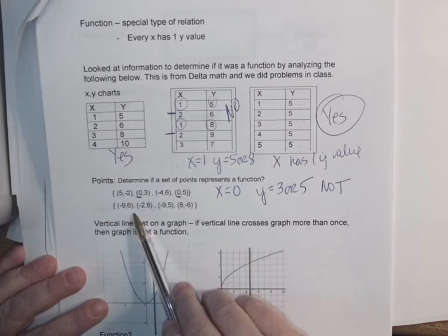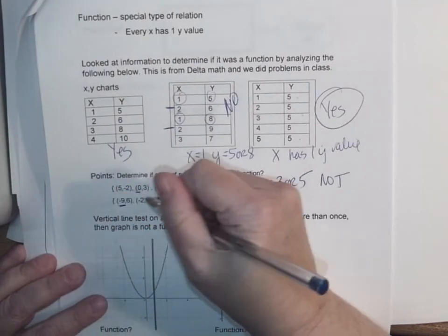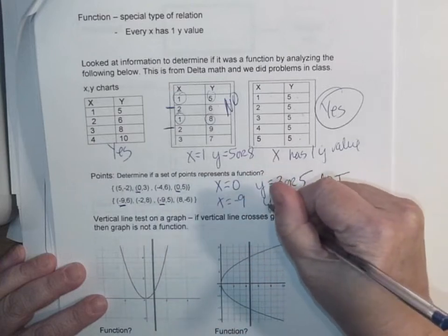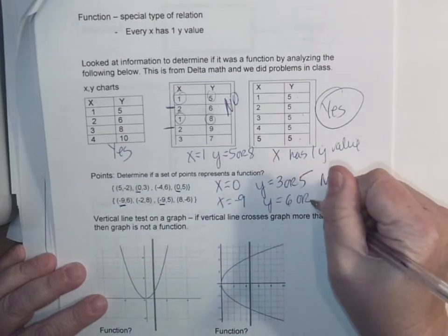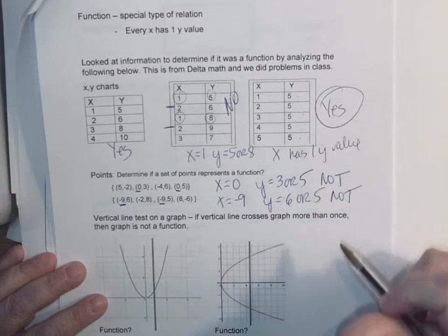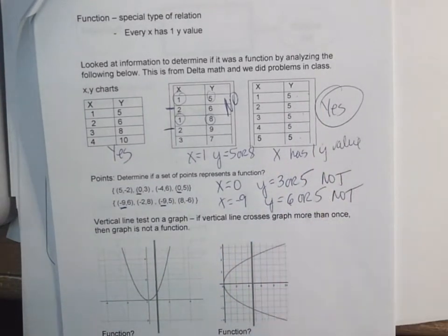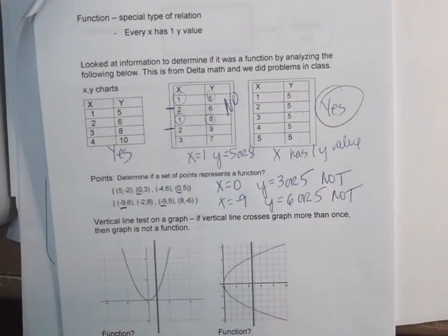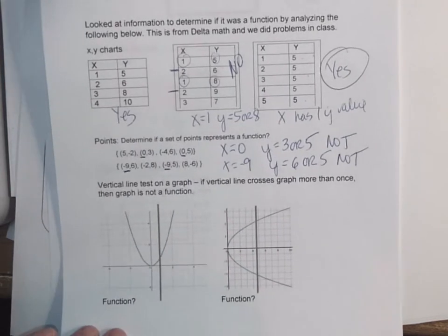If we take a look at this one also, I have a -9 in here twice. So when x equals -9, y can equal 6 or 5. So that makes it not a function. So these are two different ways of asking the same question, and they possibly look different. So make sure you understand they're both just looking to make sure that every x has one y.